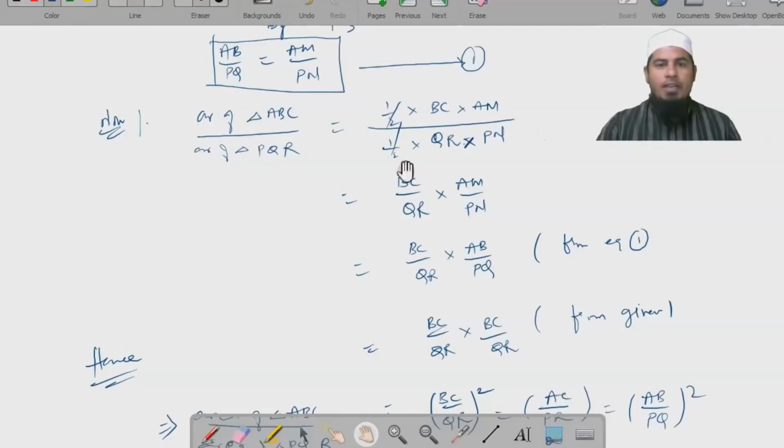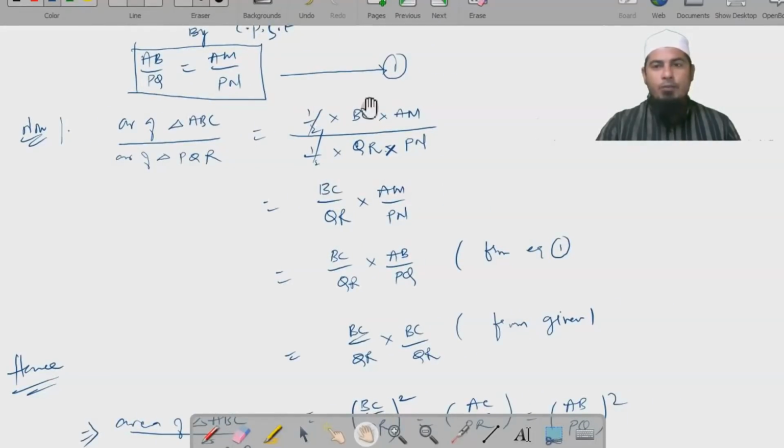Now the area of triangle ABC by the area of triangle PQR is equal to half into base into height. This is the base and height, cross check with the diagram. And the halves get cancelled. BC by QR times AM by PN is left out.